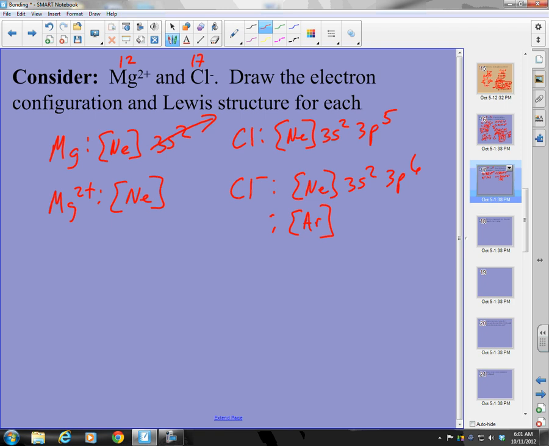Now, when I say these things, don't confuse electron configuration with the atom. It is still a chlorine atom because it has what? 17 protons. It's just that it now has an argon electron configuration, like argon. Got it? Good. And the Lewis structure for my magnesium would look like this, right? Nothing around it, 2 plus. And chlorine would have what? 8 valence electrons around it with a -1. So those are my answers to this question.